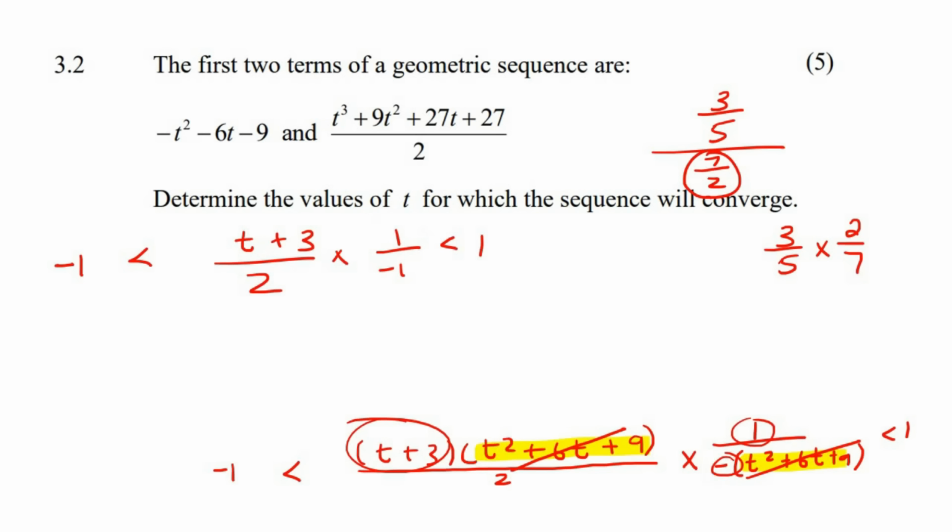So what I'm going to do now is just multiply the two bottoms together. So that'll just give us -2. And then t plus 3 times 1, that's just going to be t plus 3. So this is what we now have, t plus 3 over -2.